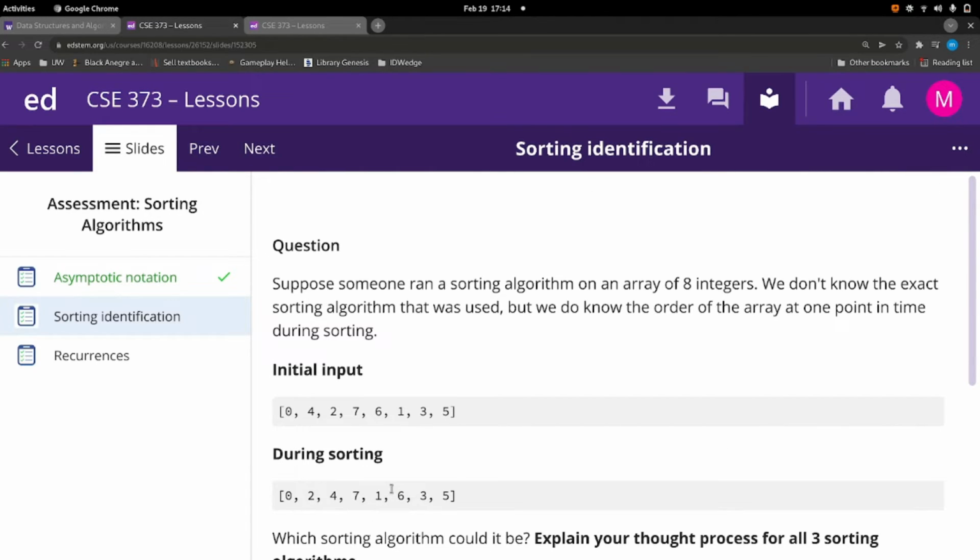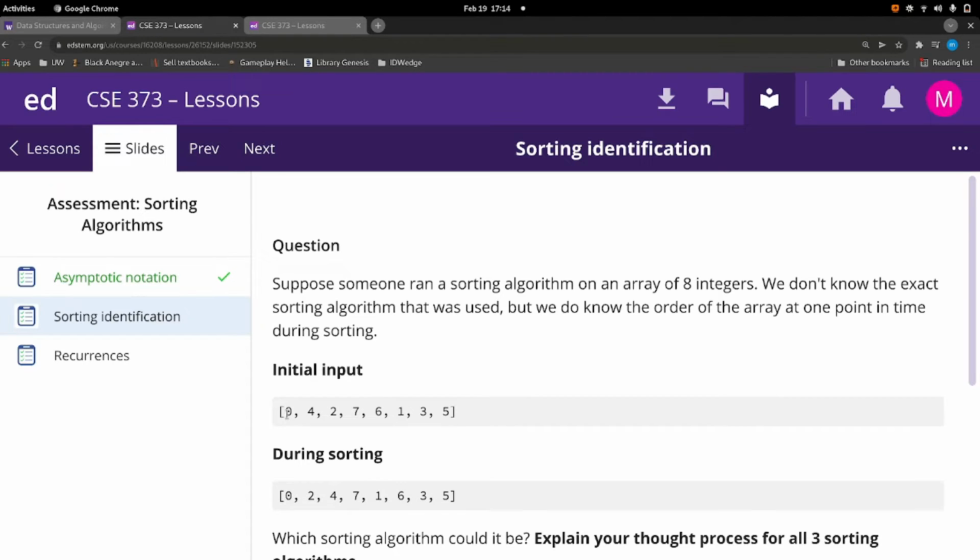So first, starting with selection sort, we have 0, and then we check the minimum so far in the array, and that would be 0. Okay, so that's fine. And then we have 4, and we swap it with the minimum, and that would be 1. But during sorting, it goes 0, 2. Okay, so it can't be selection sort. Now we can try insertion sort.